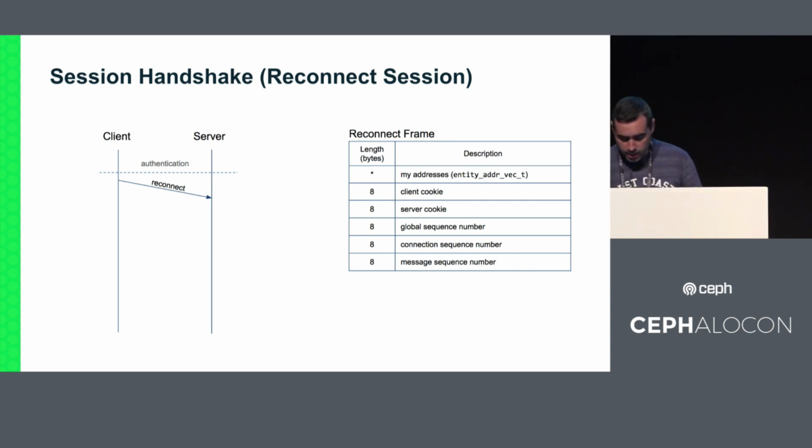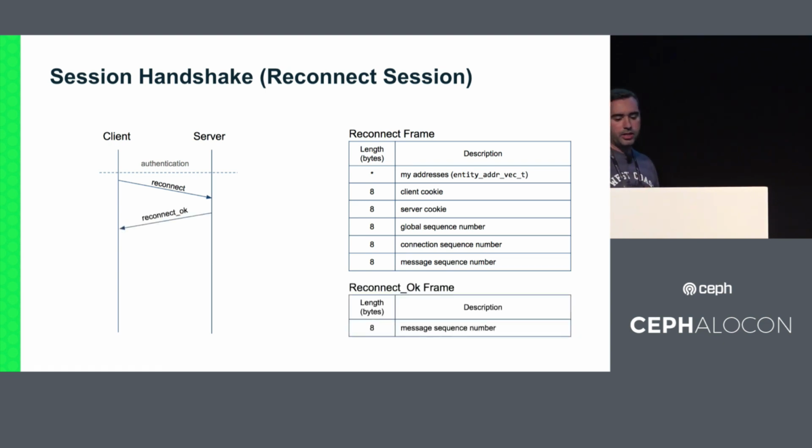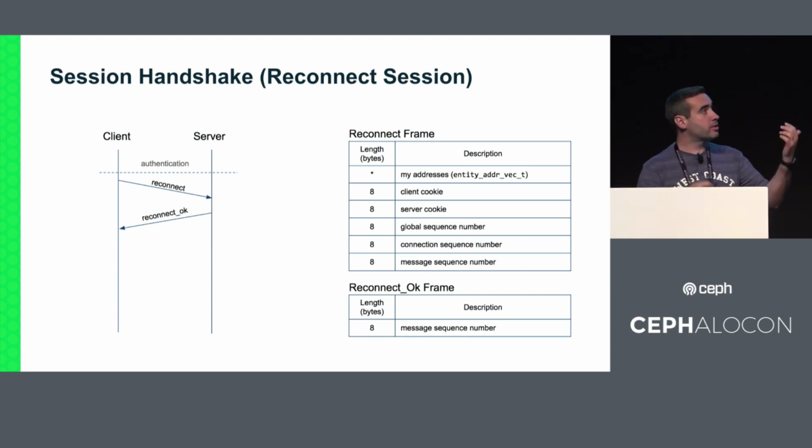Okay. The server will look at this message and check if the client cookie matches something that it knew in the past. We'll also check if the server cookie matches for that session. And if everything is OK, it will send a very simple message saying, OK, I accept your reconnect, and this is the last message sequence number that I know that you've sent to me.